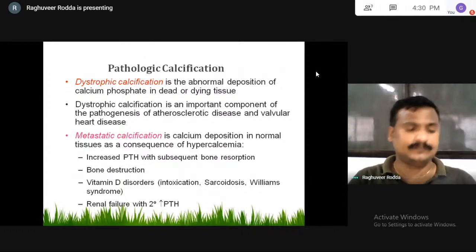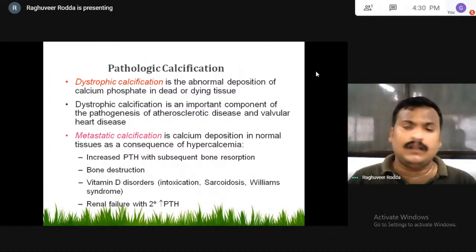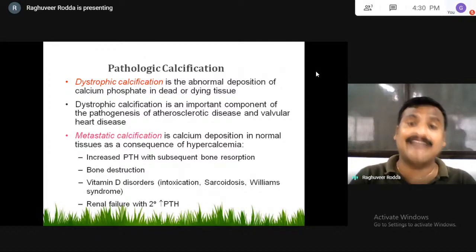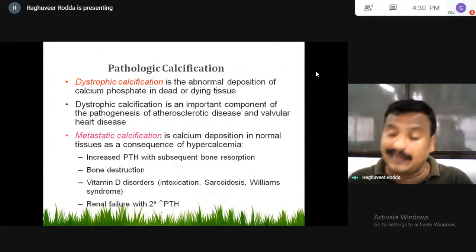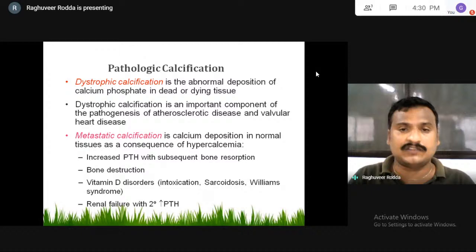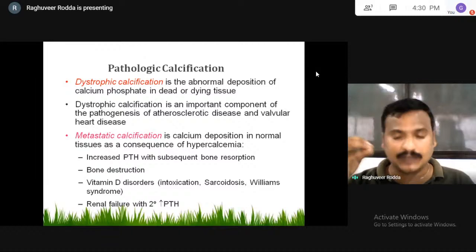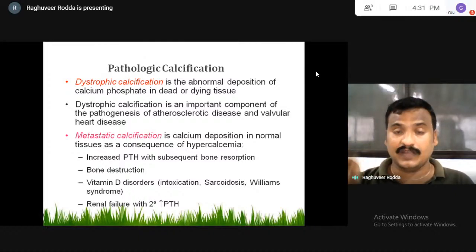Okay, so whenever there is a deposition of calcium in the form of calcium phosphate in the dead cell or in the dying tissue, the cell which has already died and the cell which is in the process of dying, if calcium gets deposited in such tissues, that particular condition is called dystrophic calcification.